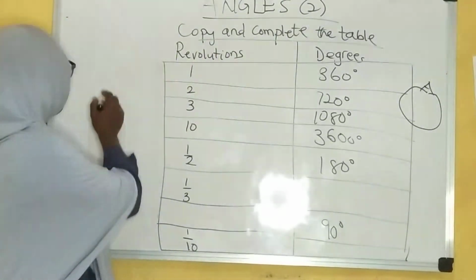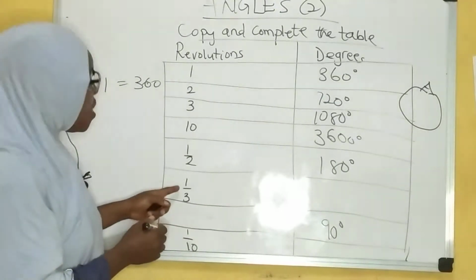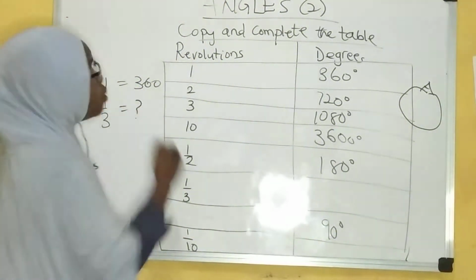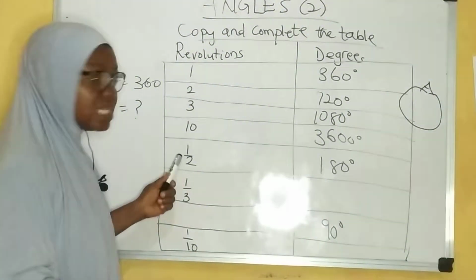Like here, one revolution is what? 360. Is that clear? So 1/3 of a revolution will be what? We don't know. Do you understand? So basically what you just have to do is just what you did in this case.